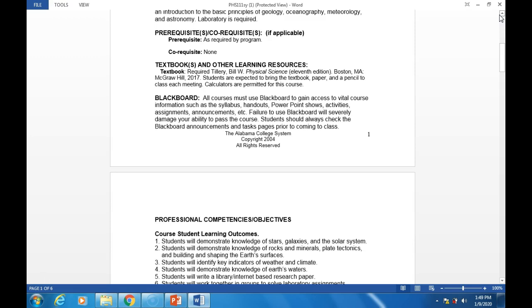The textbook, as I just was pointing out, now this is the big book, okay? The author is Tillery, Bill W. Tillery. Physical Science, the 11th edition, down here, okay? It's a McGraw-Hill book. So if any of you are on that Cengage Unlimited, doesn't work for this book because this is McGraw-Hill. Students are expected to bring the textbook, paper, pencil to class each meeting.